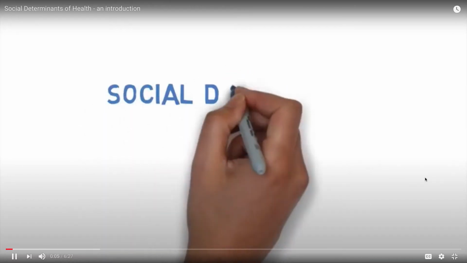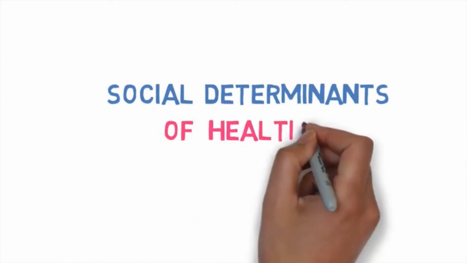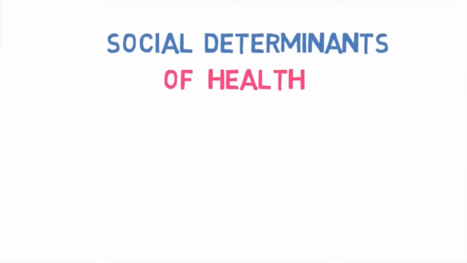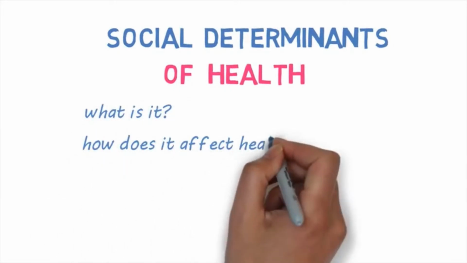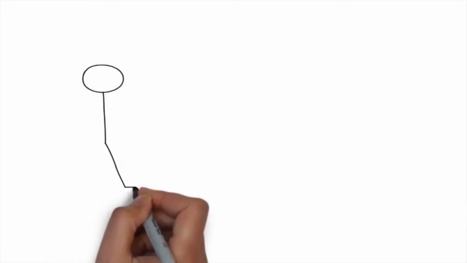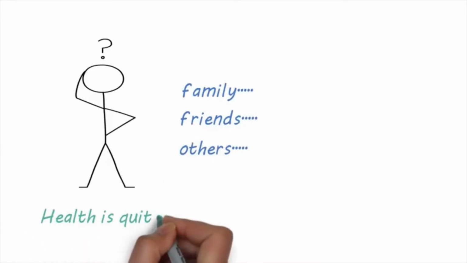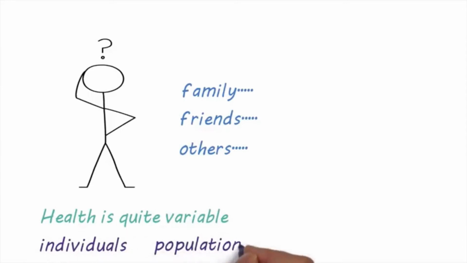Hi, and welcome to this video on the social determinants of health. This is a very important concept to understand because of its impact on the health of individuals and of populations. We'll be taking a look at what it is, how it impacts health, and a useful framework to understand it. Take a look around you, your family, friends, and other people around you. What's clear is that health is quite variable, not just between individuals, but also across different population groups.